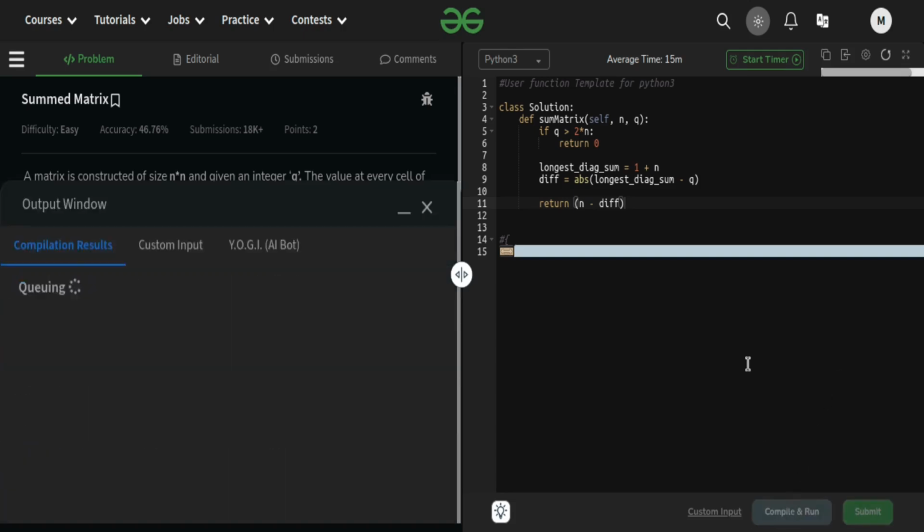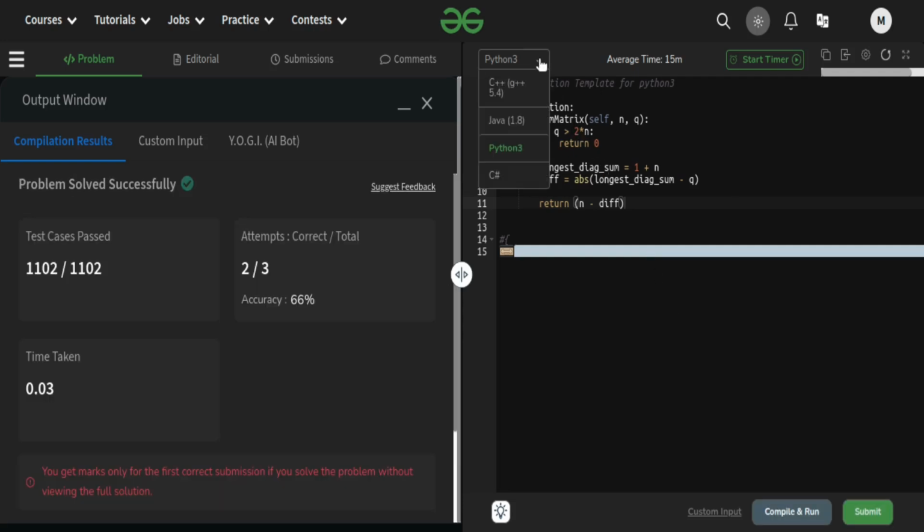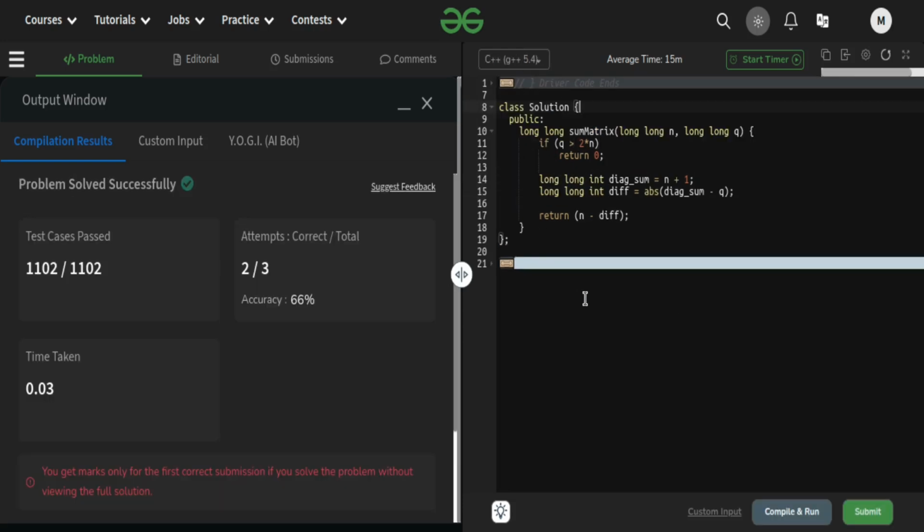Now let us do a quick dry run. So there isn't any issue with this code. Now let us submit our solution. So our Python solution got accepted. Now let us look at the C++ implementation. The C++ implementation is the same, where if q is greater than 2 times n, then we are returning 0. Otherwise, we are finding out the longest diagonal sum. And once we have the longest diagonal sum, we are computing the difference, and then the number of cells containing q will be given by n minus diff. Now let us submit this solution. So our C++ solution got accepted.